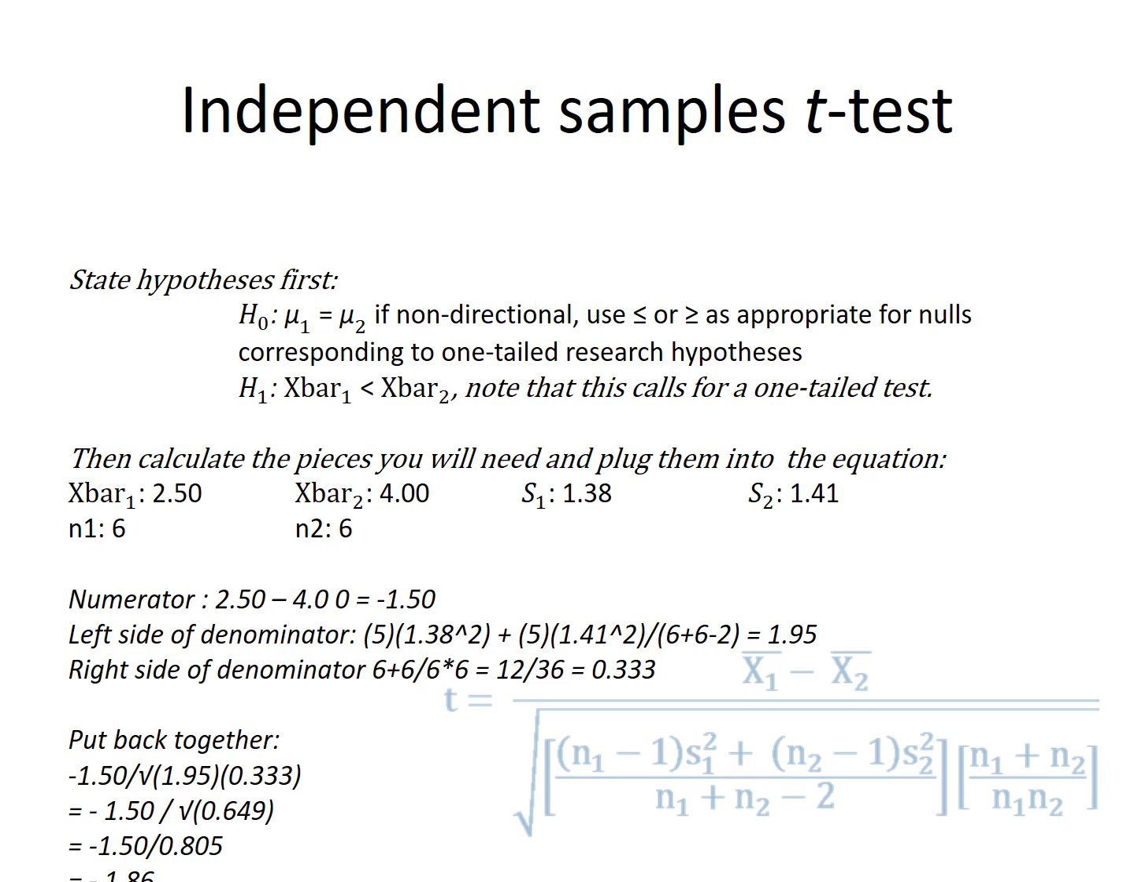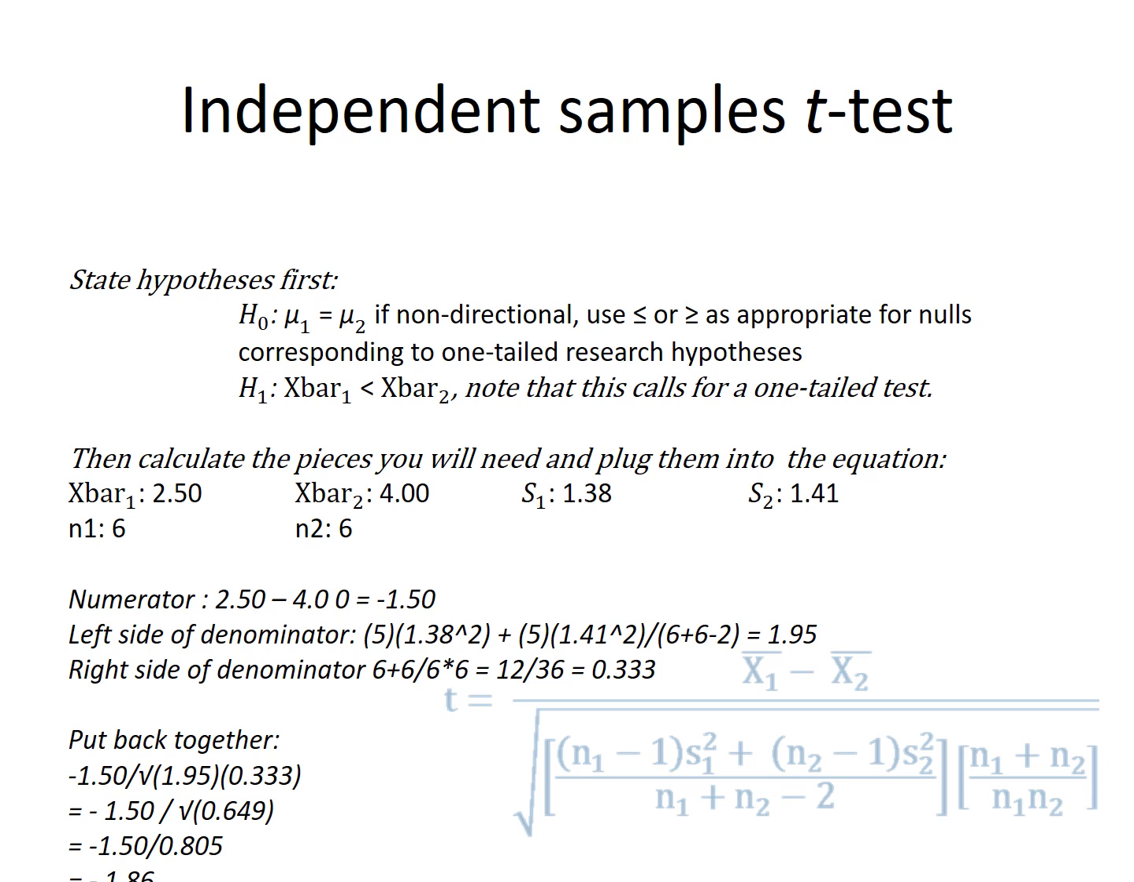Let me put all my pieces back together. For the numerator, I have negative 1.5. In the bottom here, in the brackets to the left, I have 1.95. In the brackets to the right, I have 0.33. So I'm going to multiply 1.95 times 0.33 and then square root that value. So I get 0.64 square rooted, which is equal to approximately 0.80. I'm going to take the numerator of negative 1.50 and divide it by that denominator of 0.80, and this yielded for me an overall t-value of approximately negative 1.87.